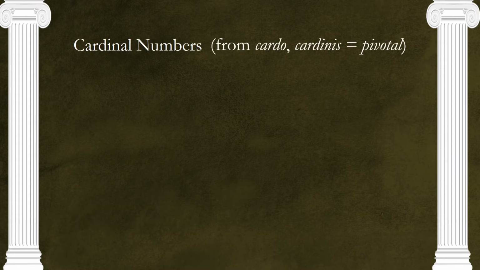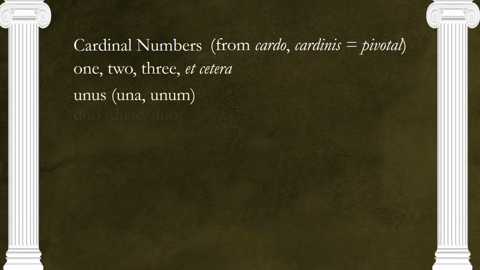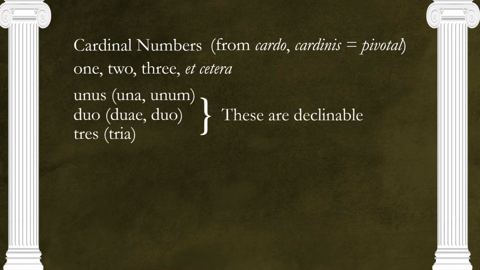And we looked at the cardinals. Remember, cardo means pivotal. It also means a hinge or something that's important. And we'll get unus, duo, and tres, and these are the only ones of the basic numbers that are declinable. That means they'll have different inflected endings for the genitive, for the ablative, and so on.